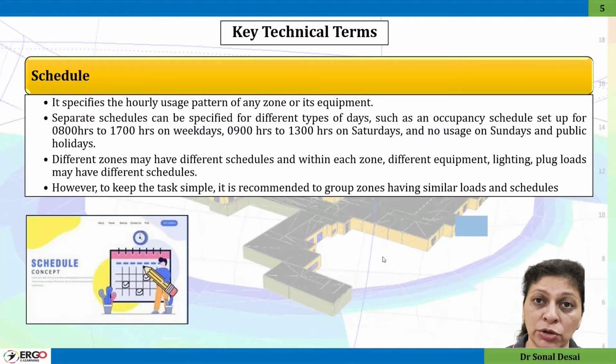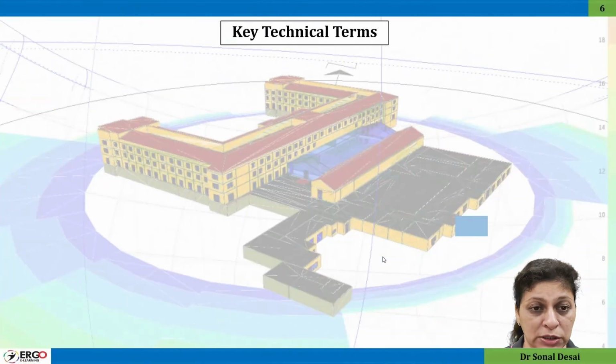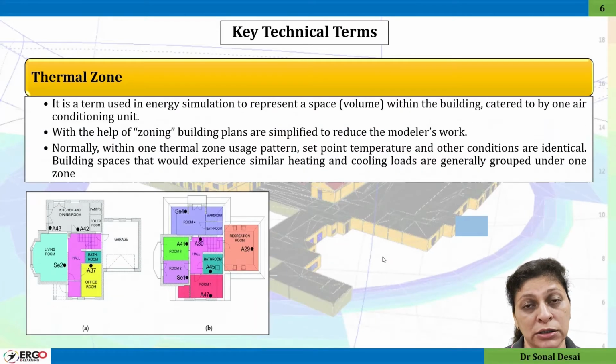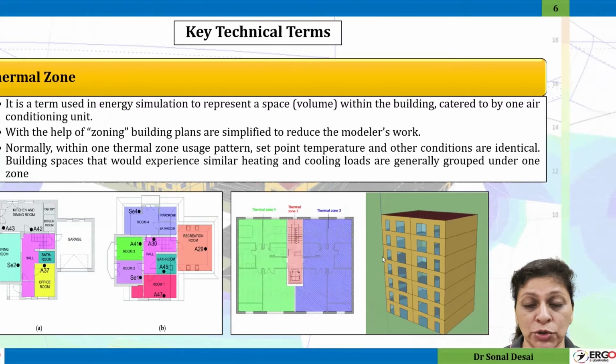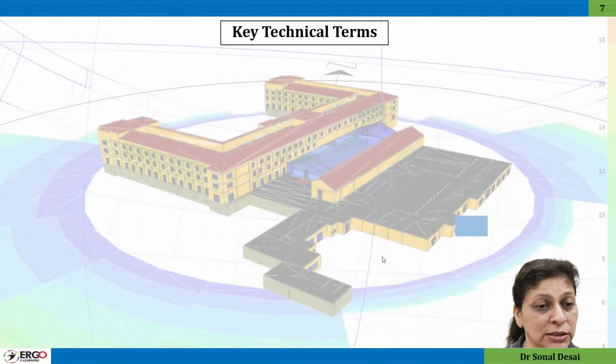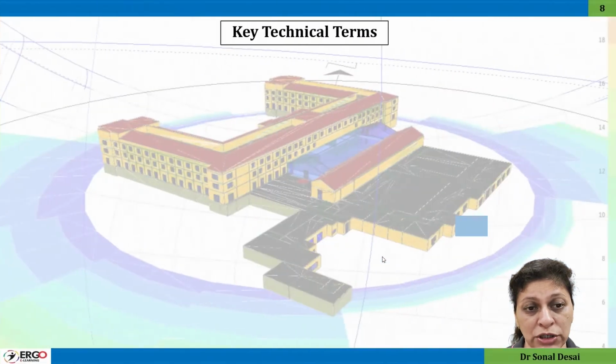Then it talks about scheduling. A schedule is how a building is going to be occupied for a particular day of the week or a particular week of the year. That can be defined in the simulation process. Also, there is a discussion about thermal zones. Zones are areas where the same condition is applicable for the thermostat or for HVAC working. How zoning is done is discussed, and many other technical terms related to the energy modeling process are also there.